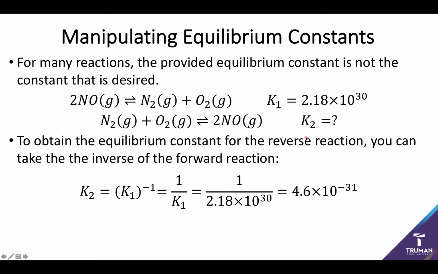Now, it turns out you can obtain the equilibrium constant for a reverse reaction simply by taking the inverse of the forward reaction. And this makes sense to a certain extent. I know that this reaction is going to be very favorable, large K. So that means that the reverse reaction written here is going to be unfavorable. It'll have a very small K. And lo and behold, you can get that by taking the inverse. So if I take 1 over that very big number, I end up with a very small number.